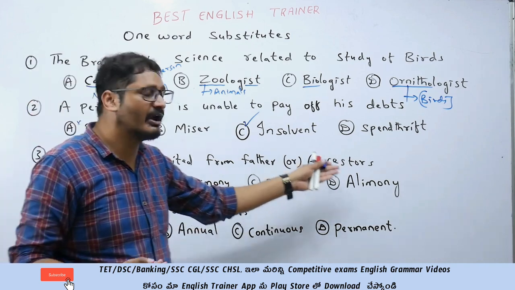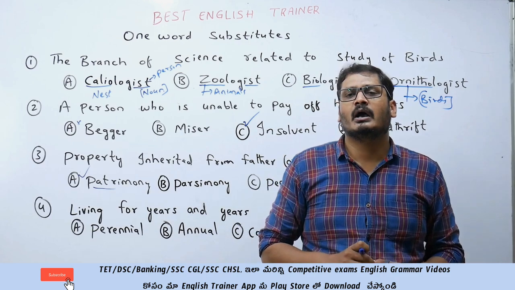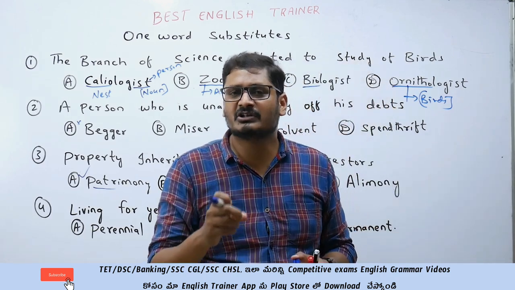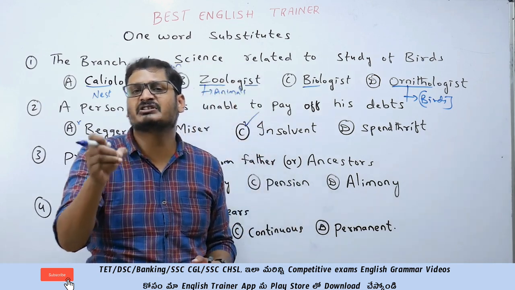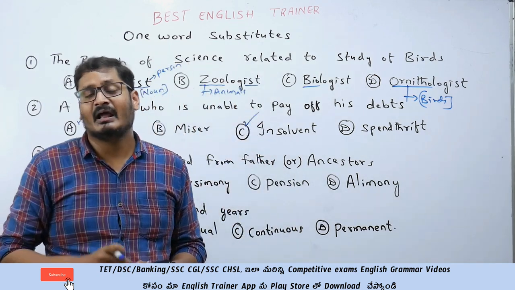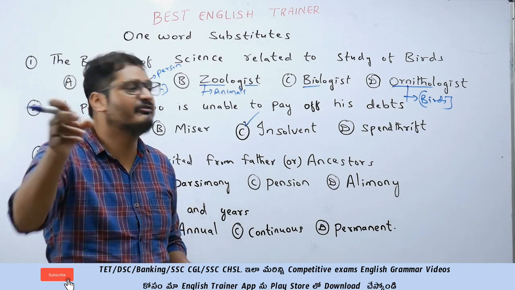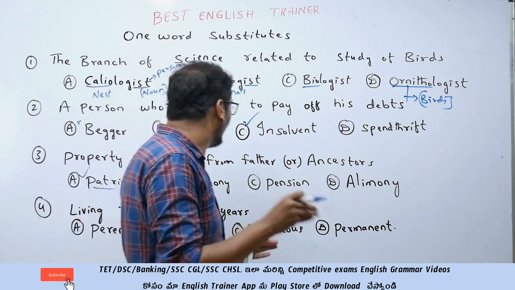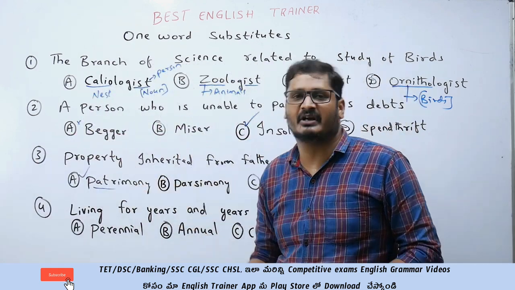Okay. Now next we have alimony. What is alimony? Alimony is when a husband is giving divorce to his wife, at that point of time there would be a final financial settlement given to the wife. That final financial settlement given to the wife is called alimony. And finally, what is the question? Property inherited from father or ancestors. So finally, option A is the right answer.